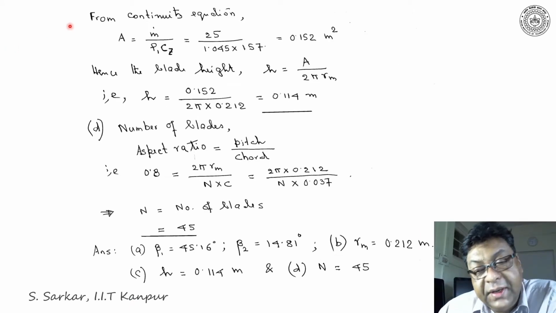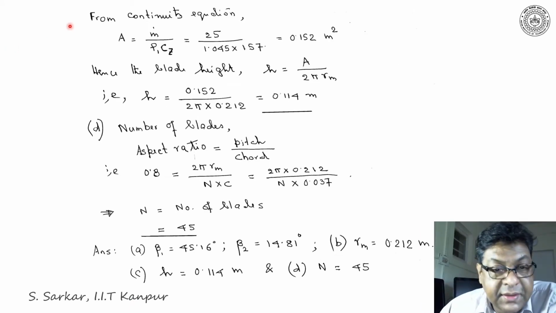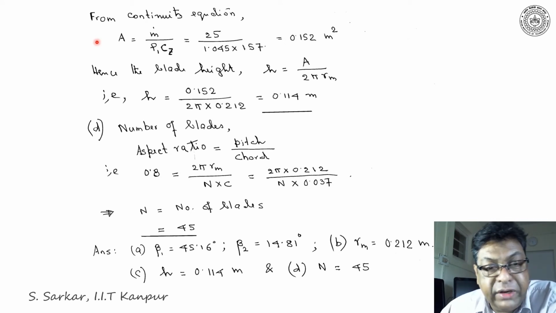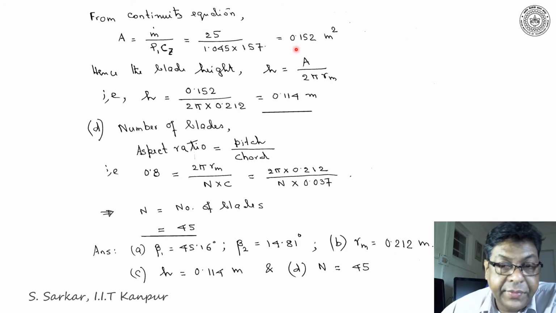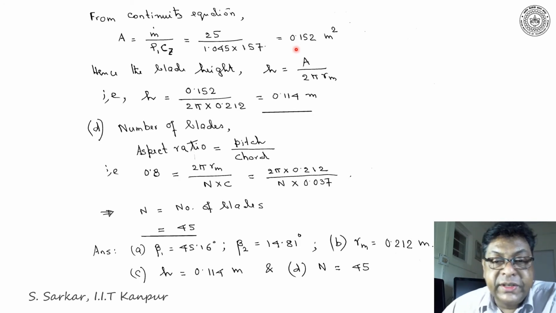From the continuity equation, I can write A is equal to m dot divided by rho 1 into Cz. M dot is given as 25. Thus 25 divided by 1.045 into 157. That would be equal to 0.152 meters square. So this is the value of A.